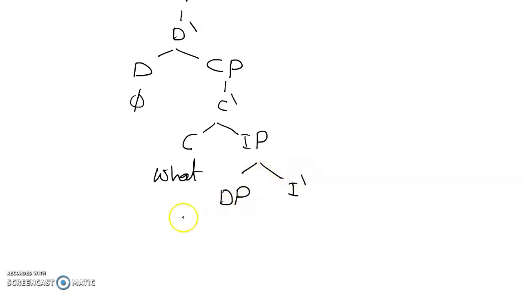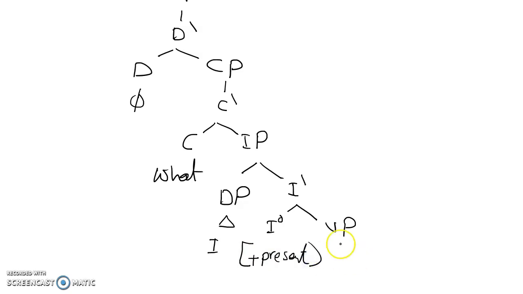This DP, I'll use a triangle just to say that this is the pronoun I. And for the I bar, I have to have I0 and a VP. The I0 consists of the feature I know has just nothing but the simple present. Okay, now for the VP, I have to say the word no.